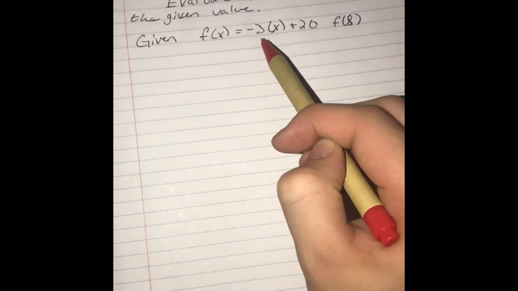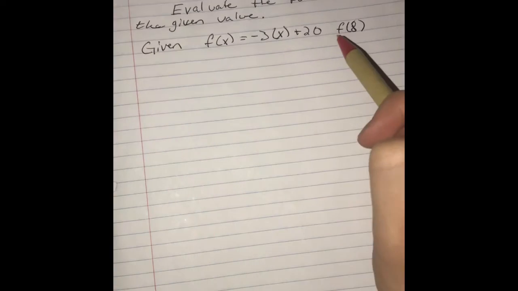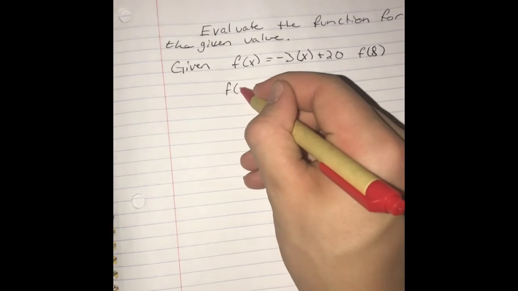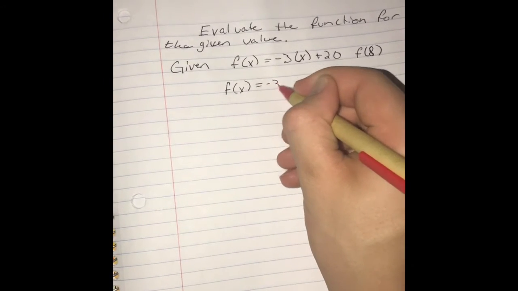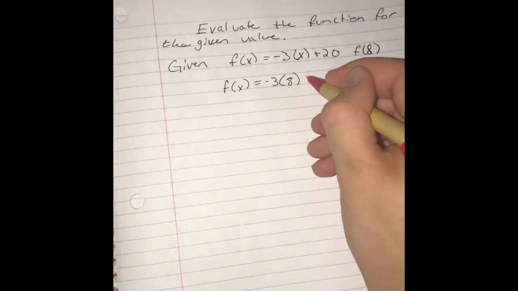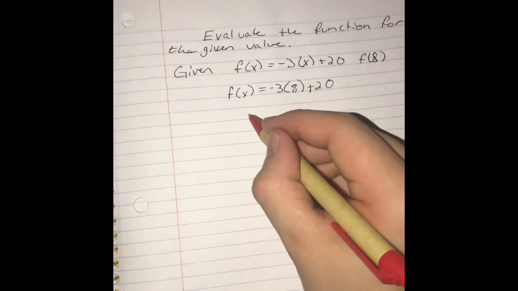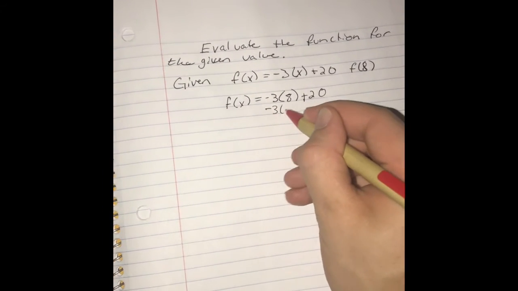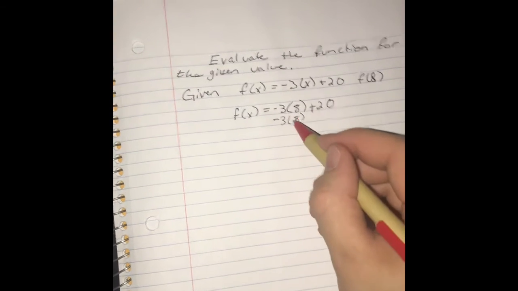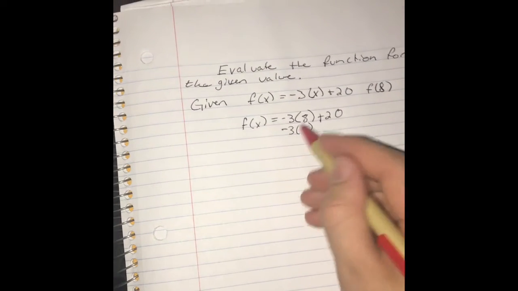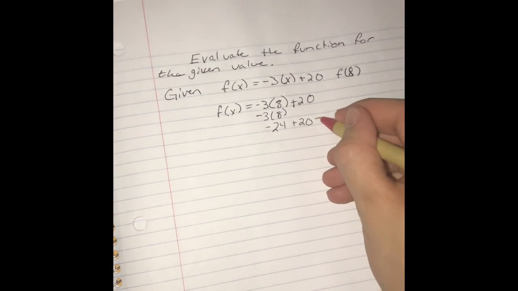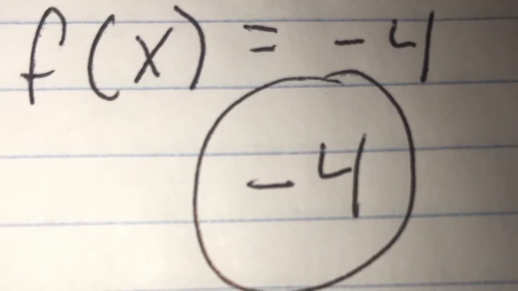Given f of x equals negative 3x plus 20, where x is 8, you replace the variable x with 8. The next step is simply to solve. Using simple math, we know that negative 3 times 8, while it might be tricky because you would think it's 24, there's a negative sign, so now it's negative 24. Now you add 20 to get negative 4. f of x equals negative 4.